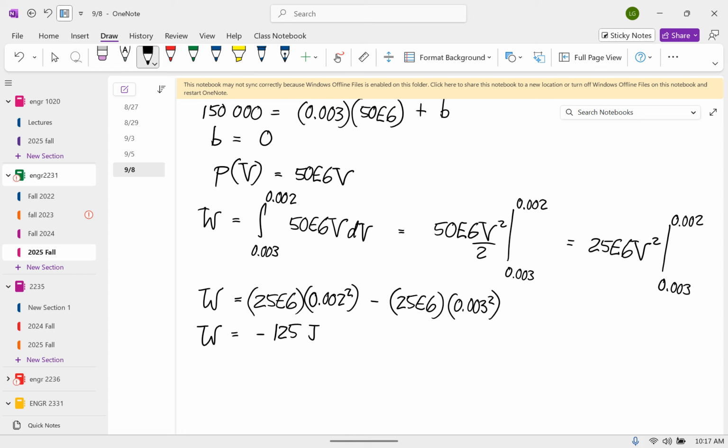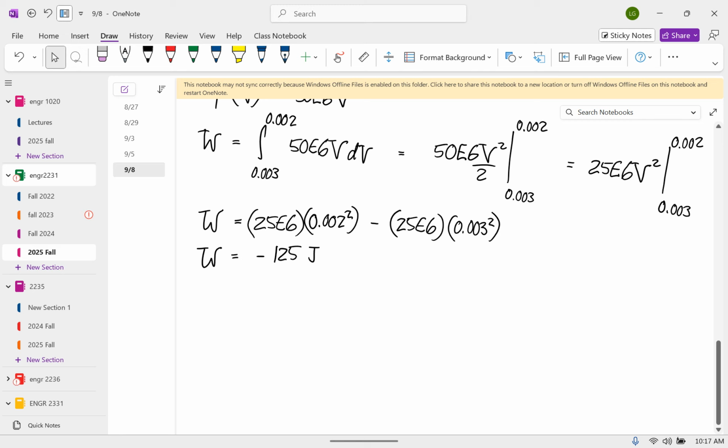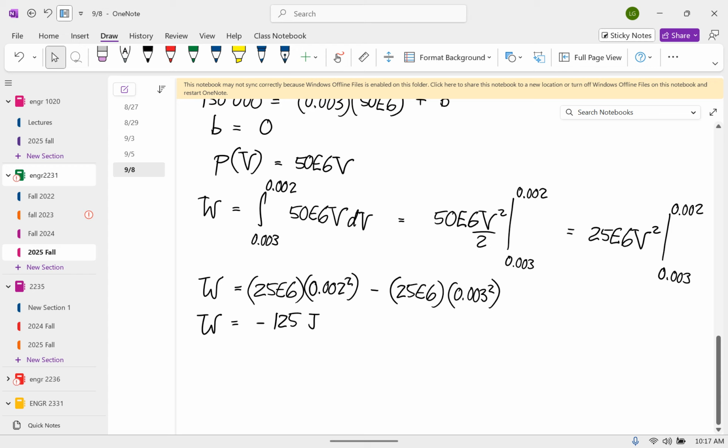So does it make sense that that comes out negative? Yes, because the volume decreases. So there you go. Any questions about that? All right. Anybody want to see any other homework questions?